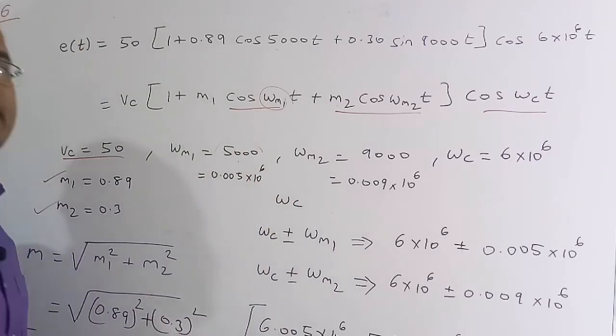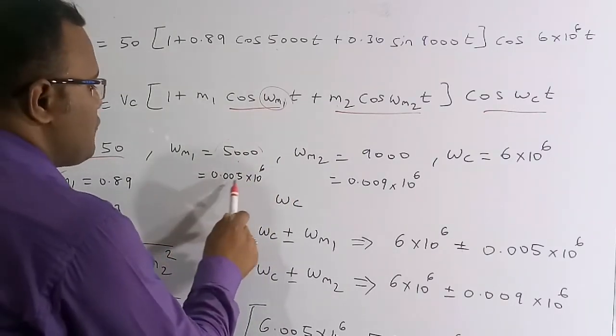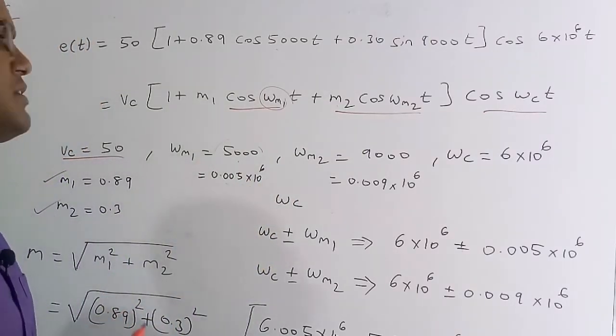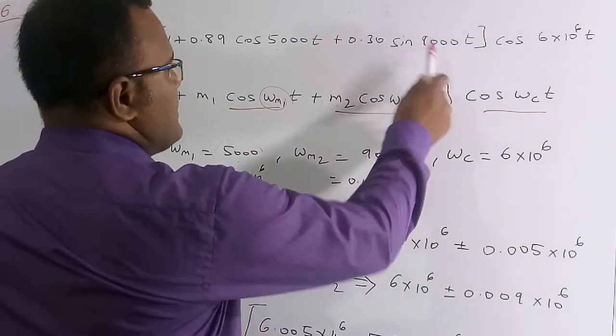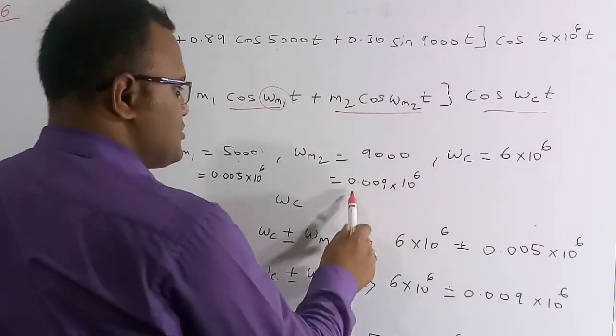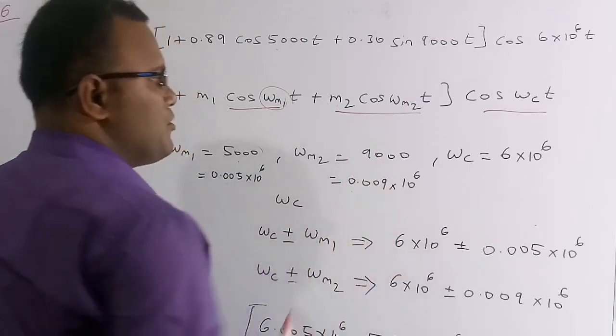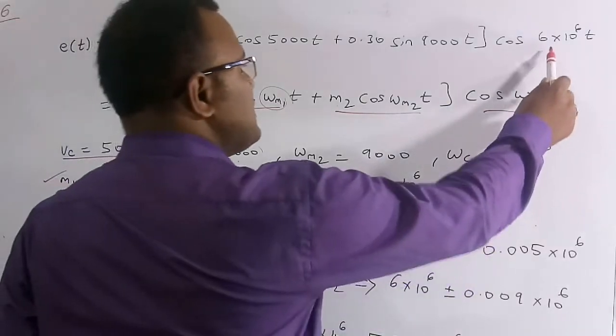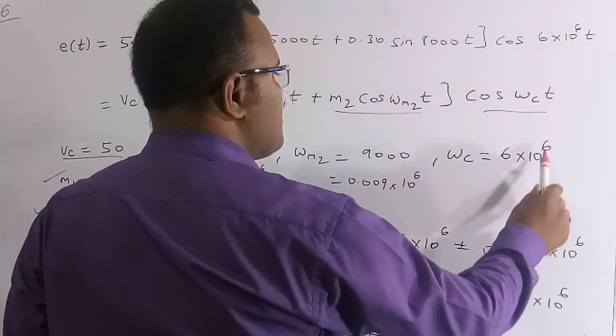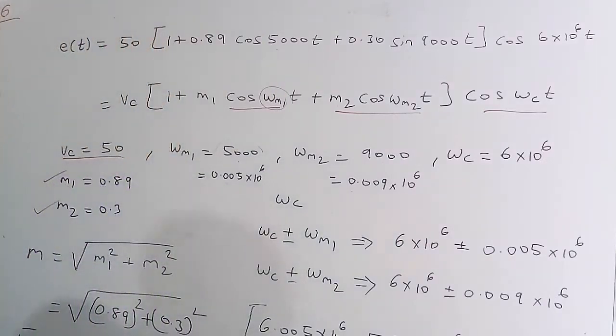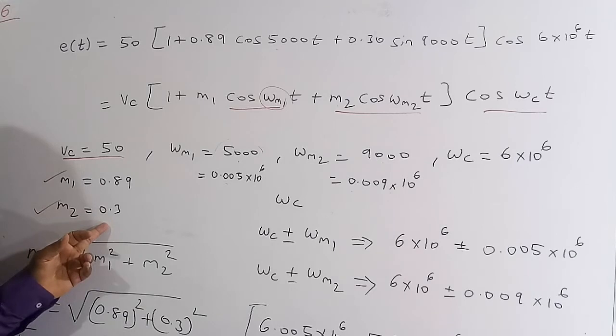5000 we can write as 0.005 into 10 to the power of 6 radians per second, and omega m2 is nothing but 9000. We can write it in this fashion also, 0.009 into 10 to the power of 6. And similarly omega c is equal to 6 into 10 to the power of 6 radians per second. In the question they have given m1 is 0.89 and m2 is equal to 0.3.